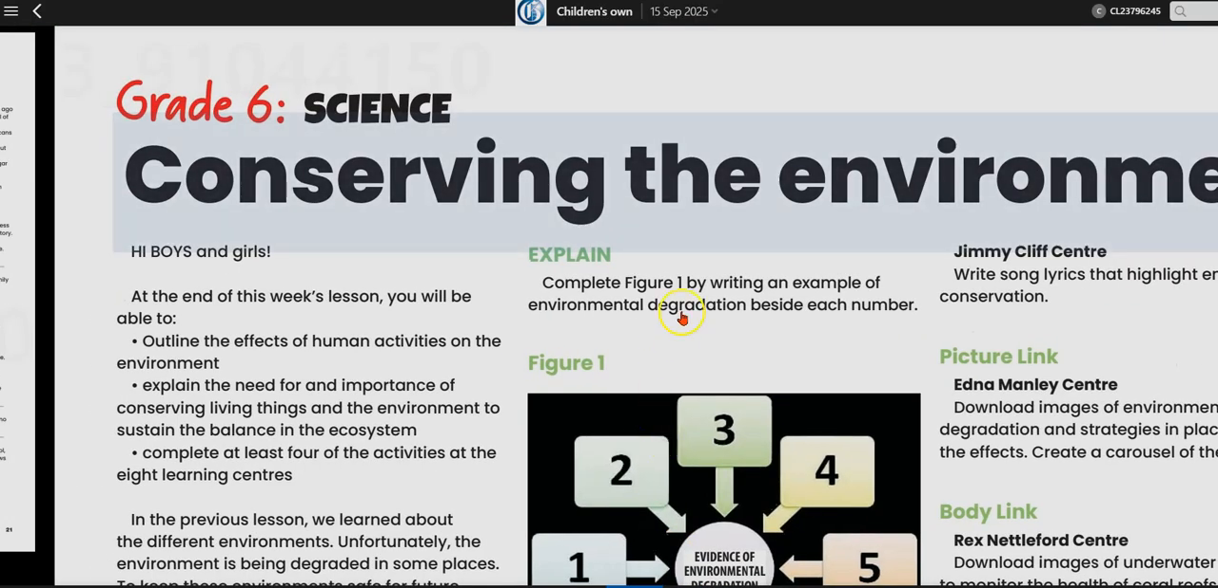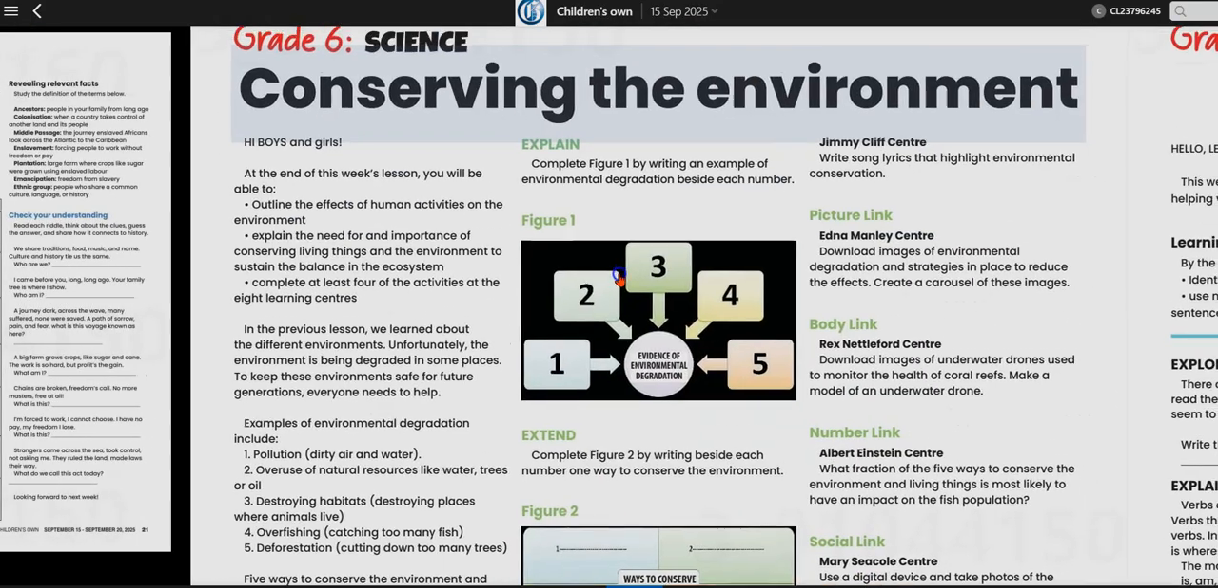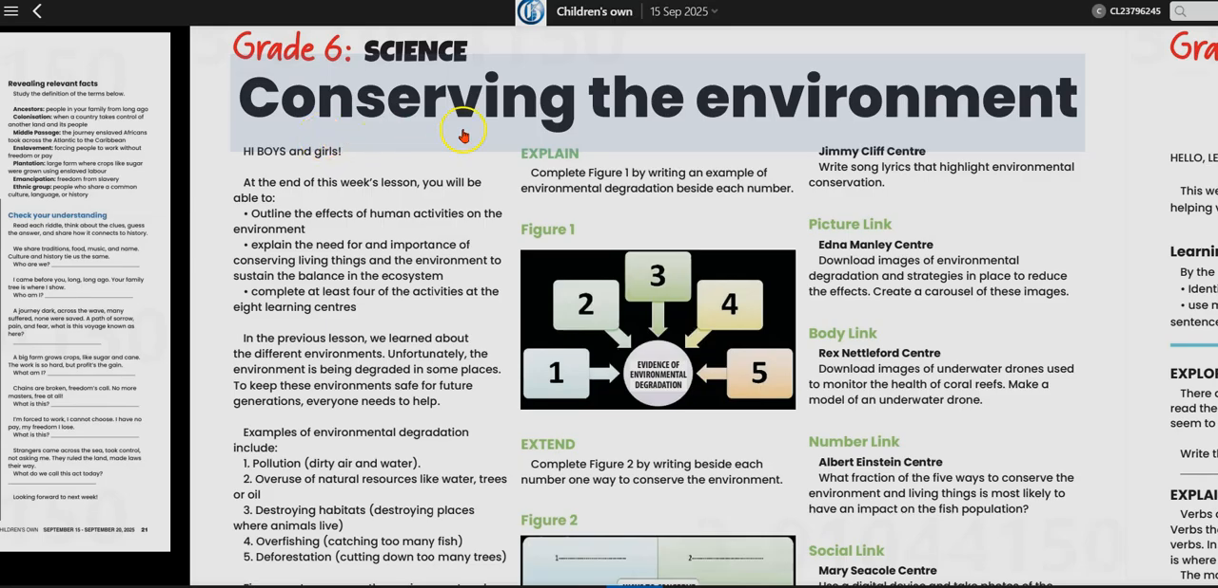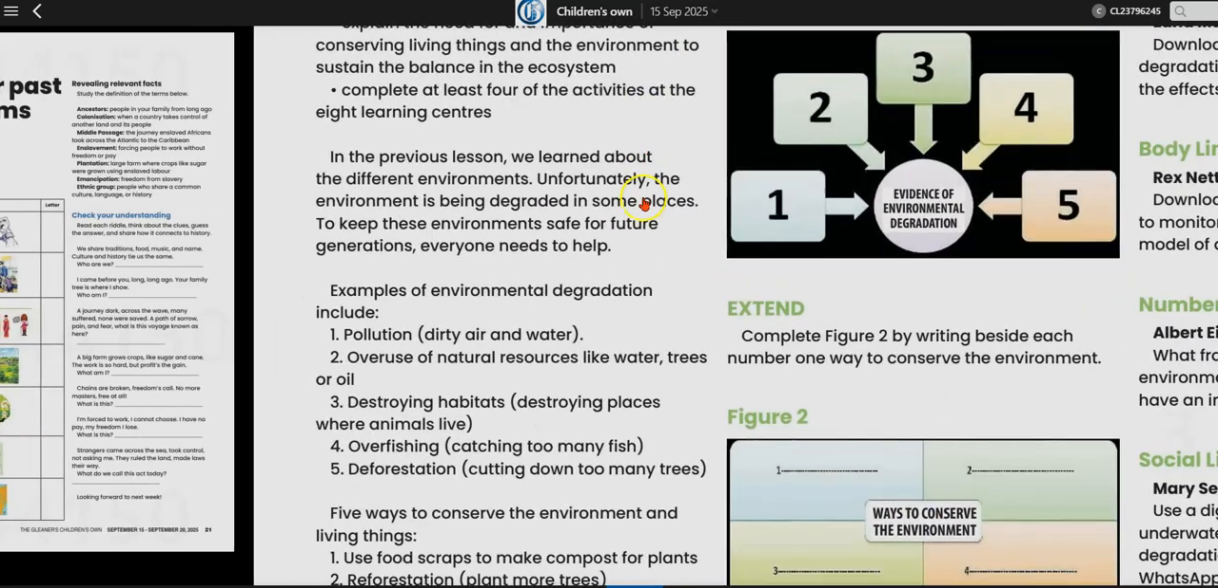All right, guys, so that is our little talk about conserving the environment. It's important. And why is it important? Because if we don't conserve it, we'll lose it.